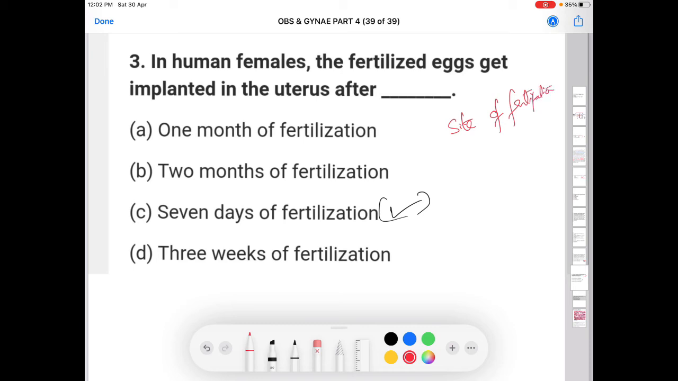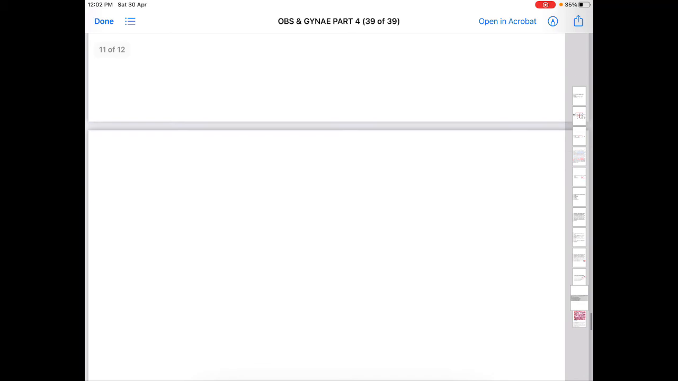Please remember the site of fertilization. It is the ampulla in the fallopian tube, whereas the site of implantation, this is also very commonly asked, is in the uterus. A commonly asked question is, where does implantation occur and where does fertilization occur? So remember these two.